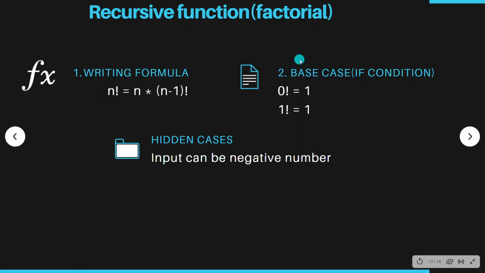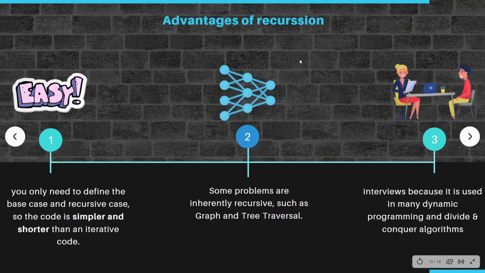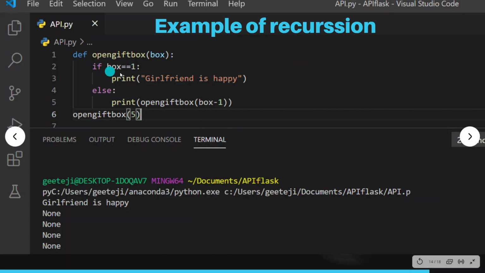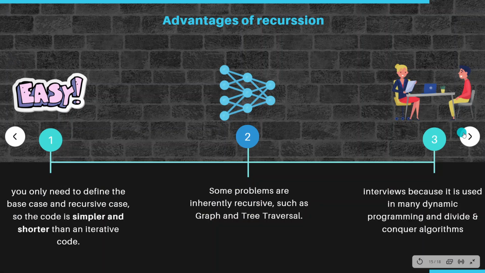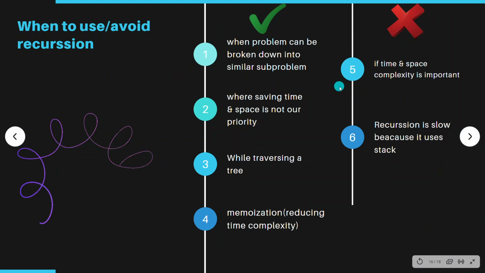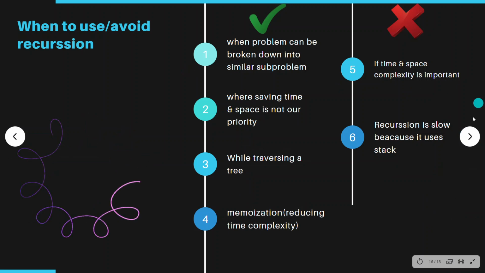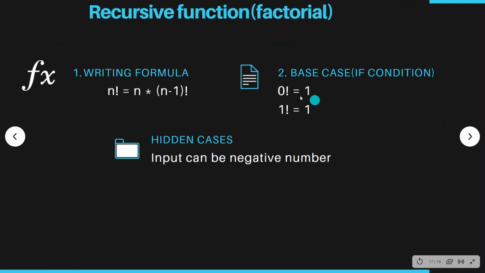You know, the if condition we have applied in this is called the base condition. So there are two base conditions for the factorial. 0 factorial is 1 and 1 factorial is also 1. So these are the two base conditions.